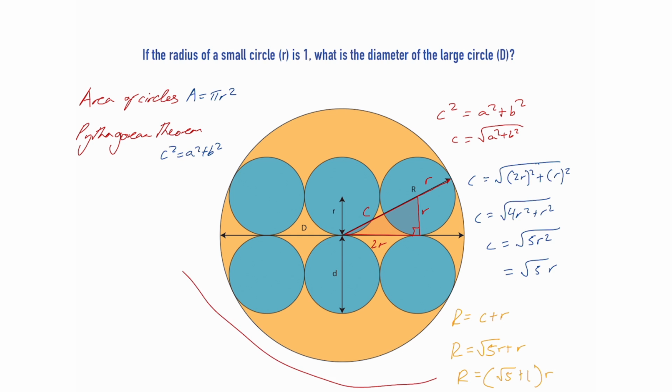So let's take our working space over to the left. We know, because lowercase r is simply 1, that uppercase R, or the radius of the large circle, is going to be root 5 plus 1. We also know that the diameter is twice the radius. So our final answer is that the diameter is twice root 5 plus 1. And we're done. I hope you enjoyed the video, and I look forward to presenting more of these problems to you in the future. See you next time.